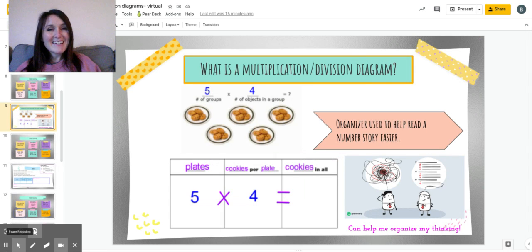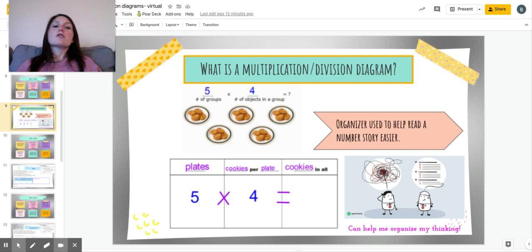All right, hi guys. We're going to now look at what is a multiplication division diagram. A multiplication division diagram is similar to a part total diagram, except it's written long ways. You can see here that I have my part, and it's going to equal the total. It's just written this way, so it's going to help us when we write our equation.